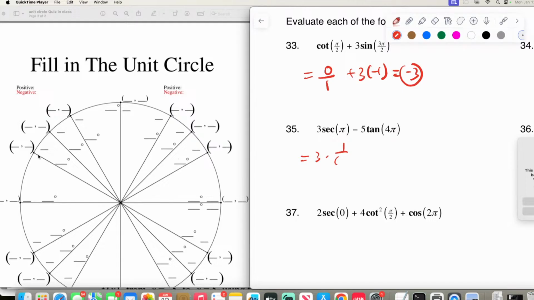Secant is 1 over cosine of pi. Cosine of pi is 1, minus 5 tangent of 4 pi. Tangent of pi is like the same thing as y's value being 0. So that's going to be 3 times 1 minus 5 times 0. So I think it should be 3.